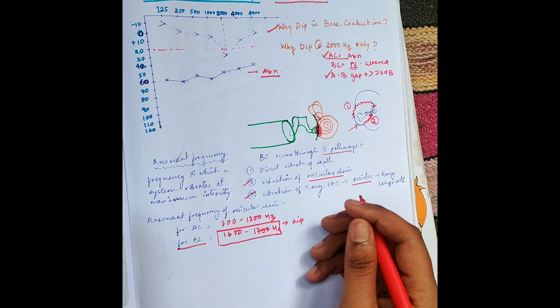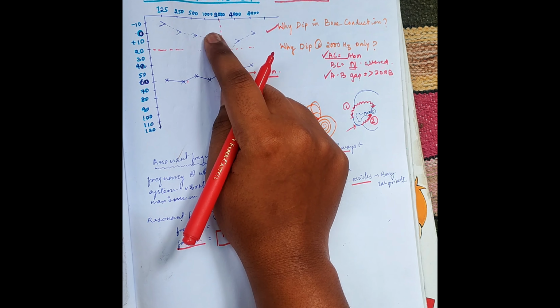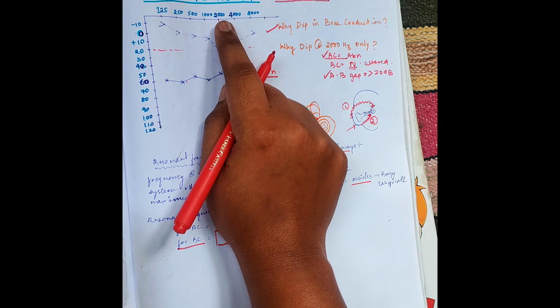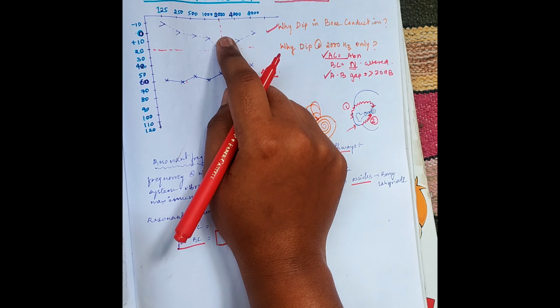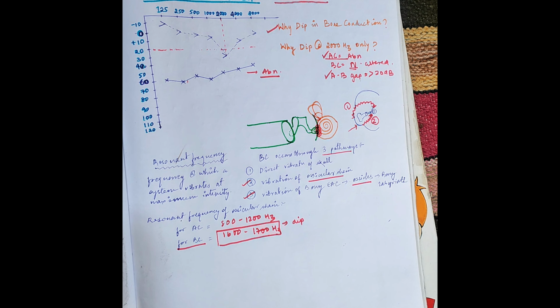You may ask, why is the dip seen at 2000 and not at 1600 to 1700 Hz? Actually, we are not measuring the 1600 and 1700 Hz values in a pure tone audiometry curve, and the nearest value is 2000 Hz. So around 2000 Hz, we are seeing a dip in the pure tone audiometry curve. Hope it helps. Thank you.